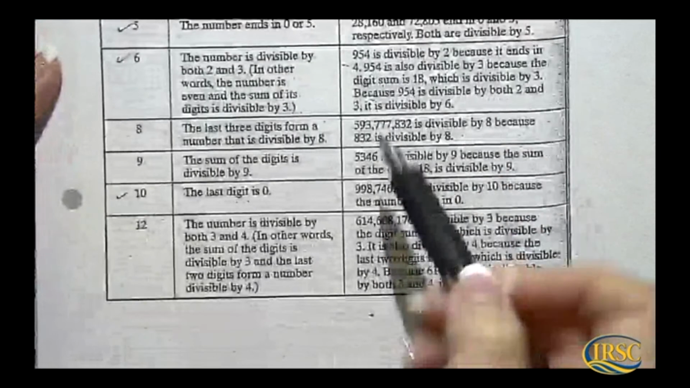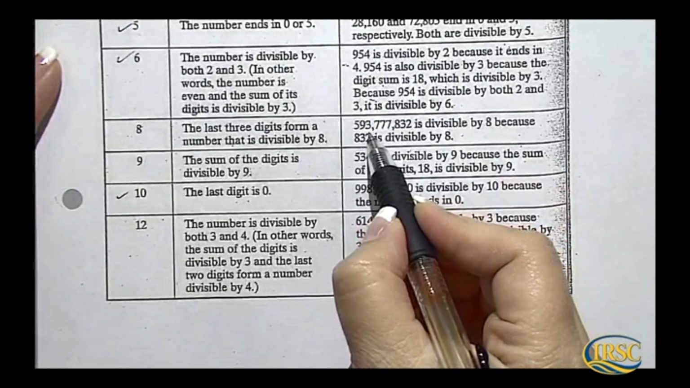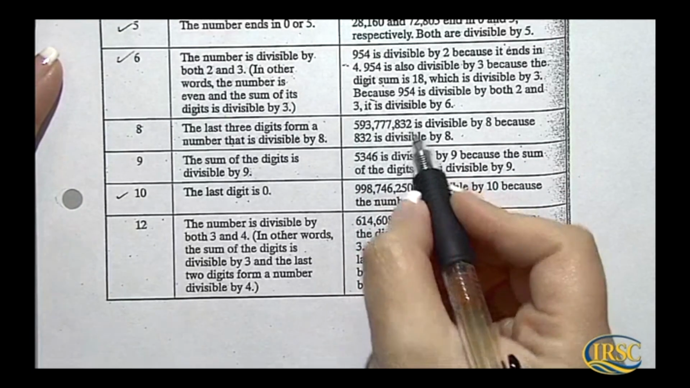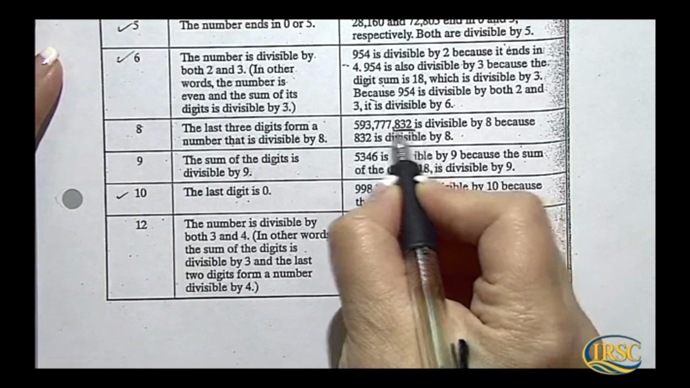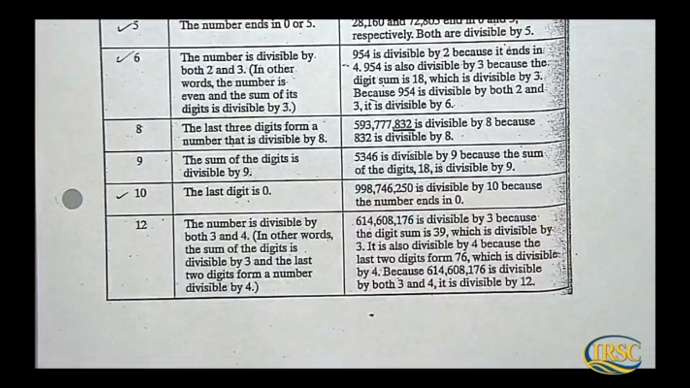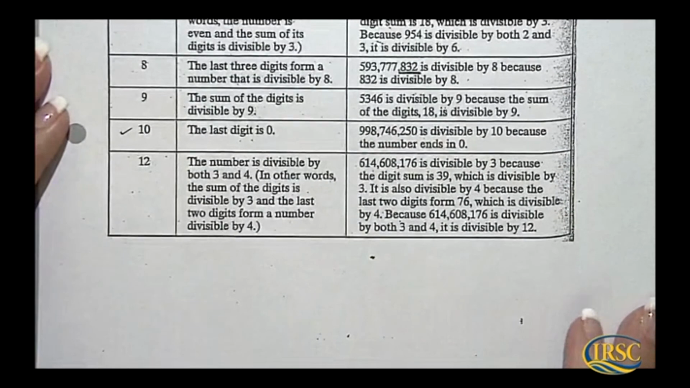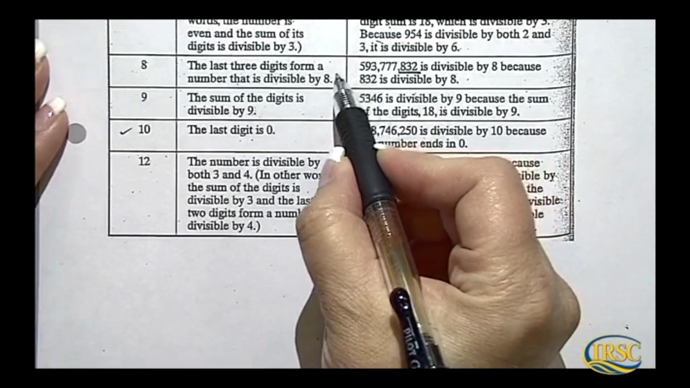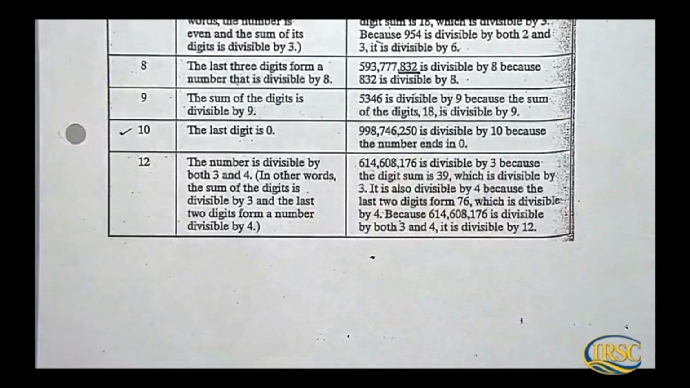So this big, huge number right here, 593,777,832. This one's a little harder because it's 3 digits. So 832, being that you're not using a calculator, this is where long division comes in. So you might have to do some long division on some of these, but you don't have to do long division into the entire thing. That could take forever. You only have to do long division into the last 3 digits.